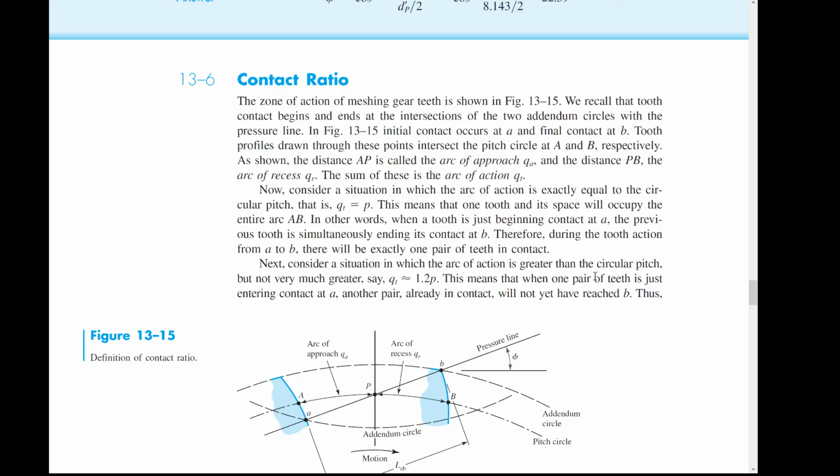Now, consider a situation in which the arc of action is exactly equal to the circular pitch. That is, Q sub t equals p. That means that one tooth and its space will occupy the entire arc AB. In other words, when a tooth is just beginning to contact at A, the previous tooth is simultaneously ending its contact at B. Therefore, during the tooth action from A to B, there will be exactly one pair of teeth in contact. Did you know that if you have a gear inside of another gear, it helps something like that? So you can have more teeth engaging at once?